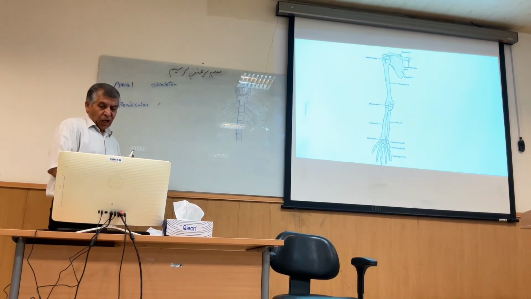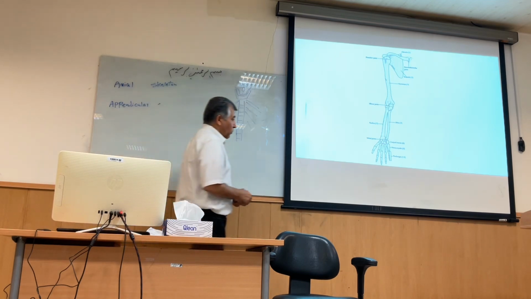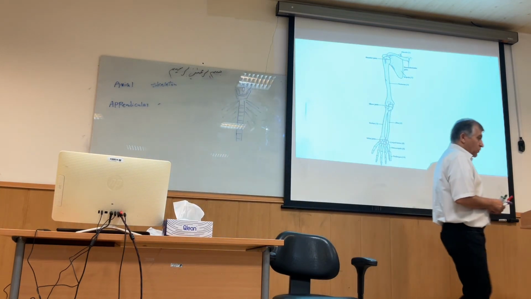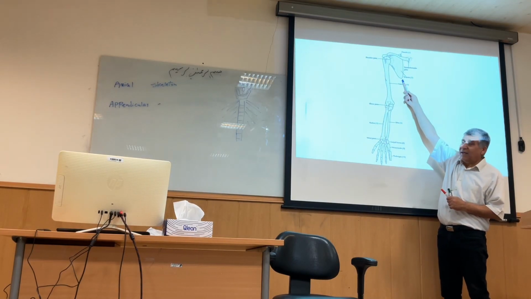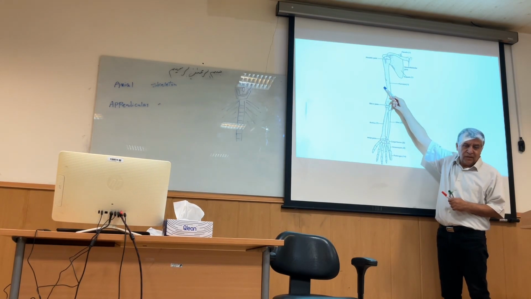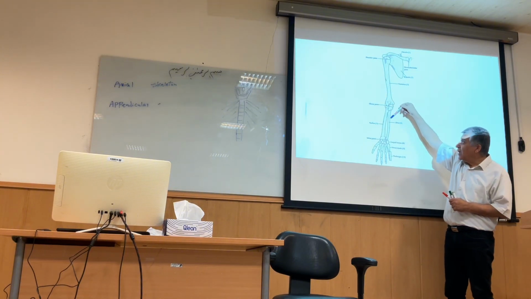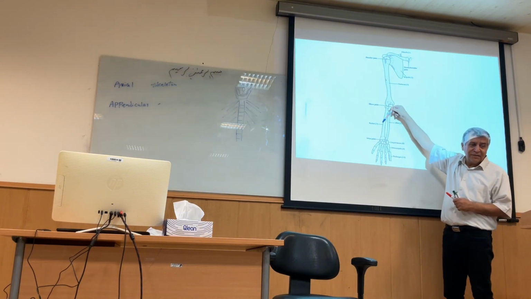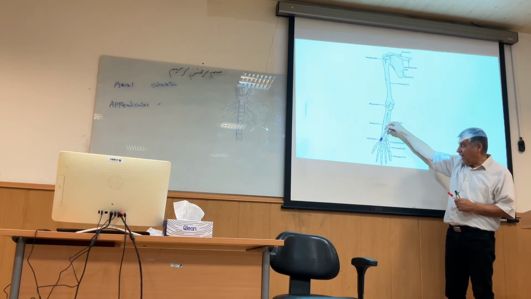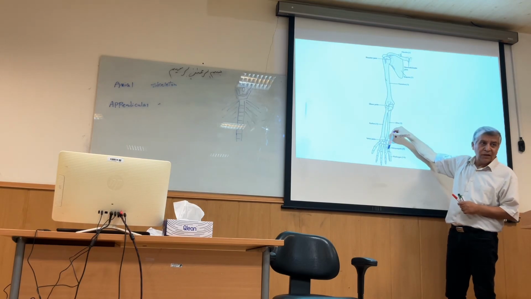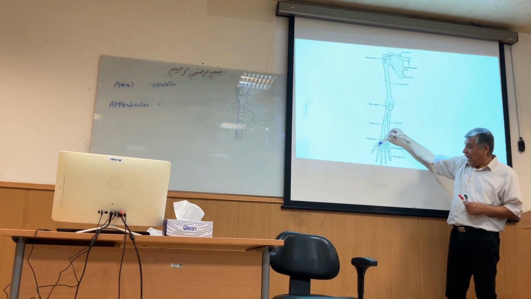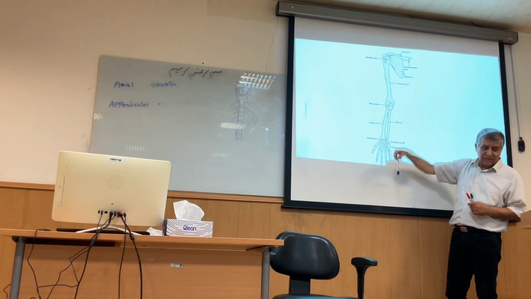The skeleton of the upper limb consists of 32 bones. These bones are clavicle, scapula, humerus, ulna, radius, 8 carpal bones, 5 metacarpal bones, and 14 phalanges.